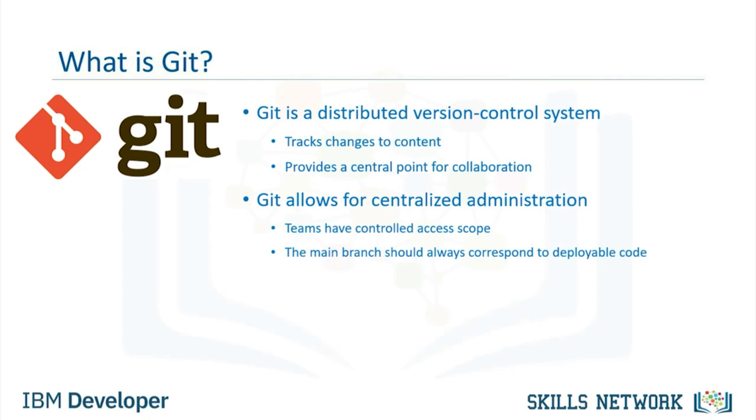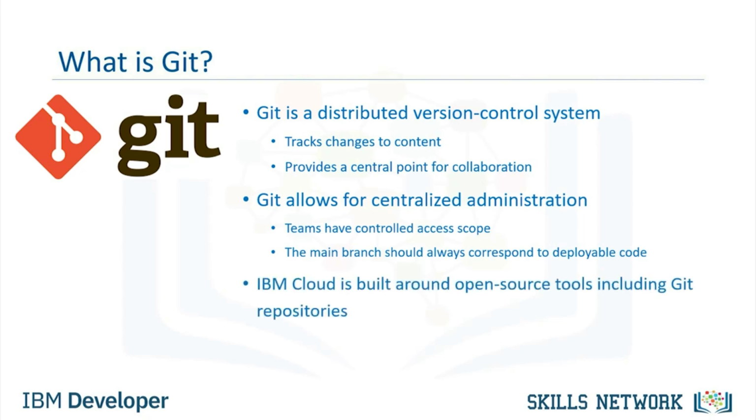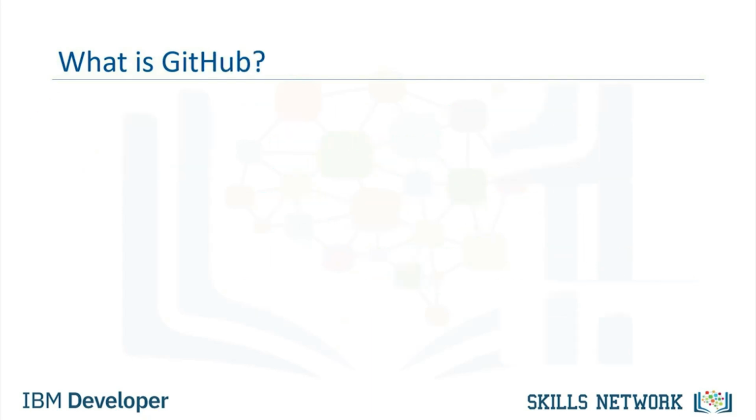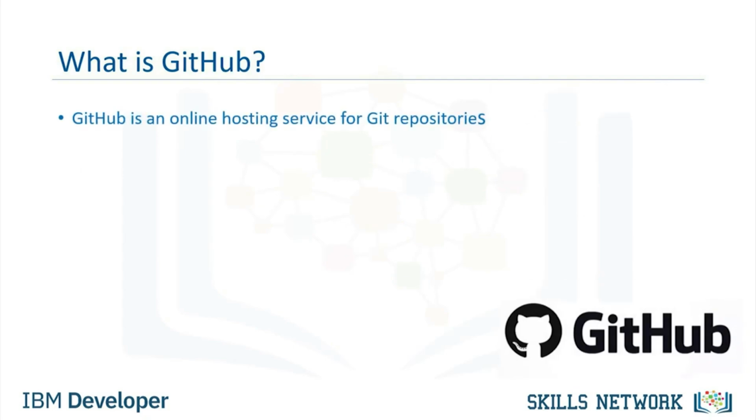Git can coexist locally, such as through the GitHub desktop client, or it can be used directly through a browser connected to the GitHub web interface. IBM Cloud is based on sound and established open-source tools, including Git repositories, often called repos. GitHub is an online hosting service for Git repositories.